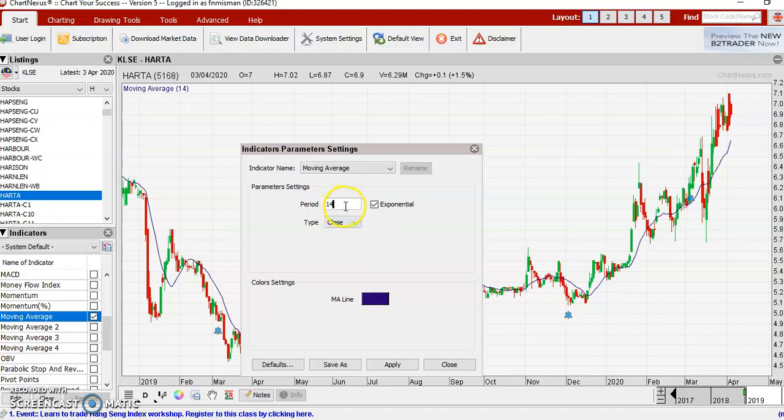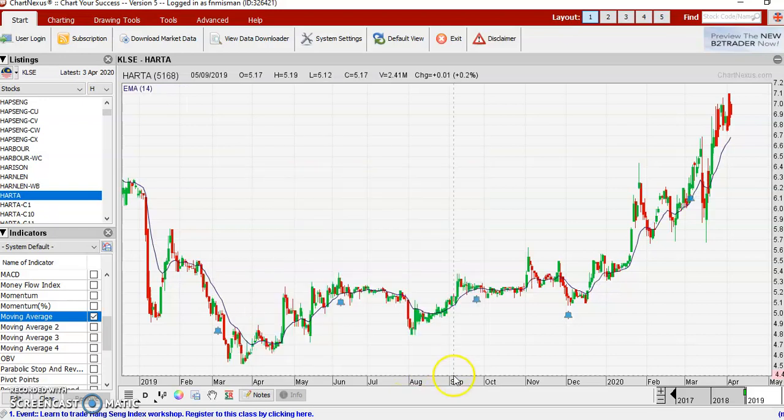Okay, for example, in this exercise, I just want to use a 14 day EMA. Then you click apply, close. If you see, your chart is already showing an EMA of 14 days. As I mentioned, when you choose a shorter moving average, the line will be very close to the price candle. So in this case, because it is 14 days, it is moving very close to the price candle.